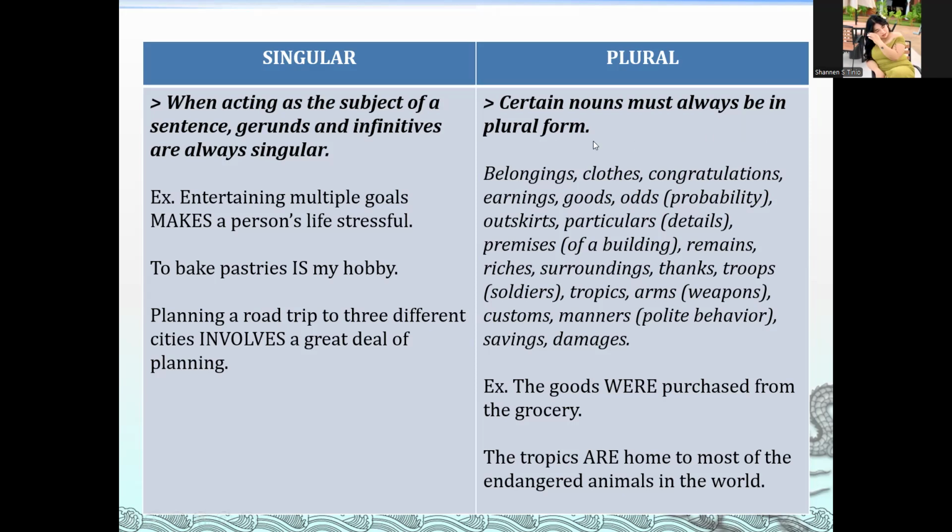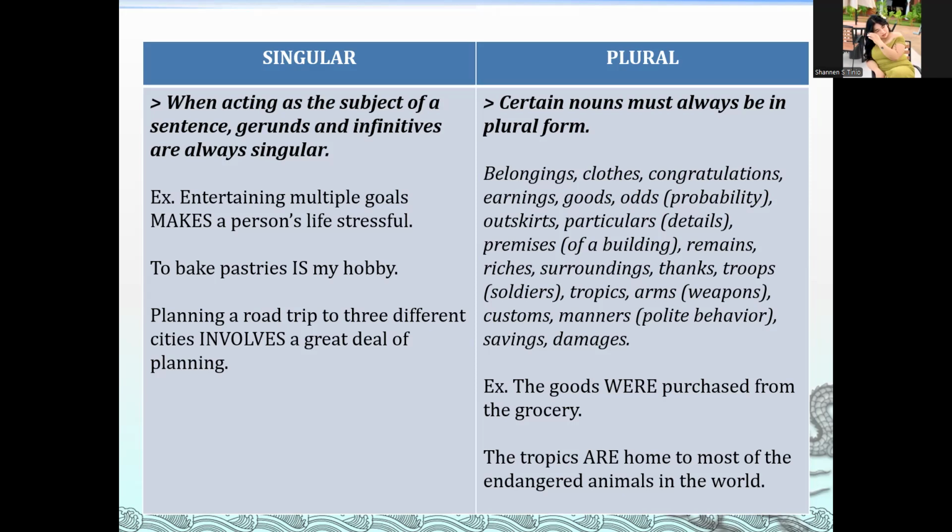Certain nouns must always be in plural form. Again, we have a list of nouns that should be in plural form. We have belongings, clothes, congratulations, earnings, goods, odds, outskirts, particulars, premises, remains, riches, surroundings, things, troops, tropics, arms, customs, manners, savings, and damages.